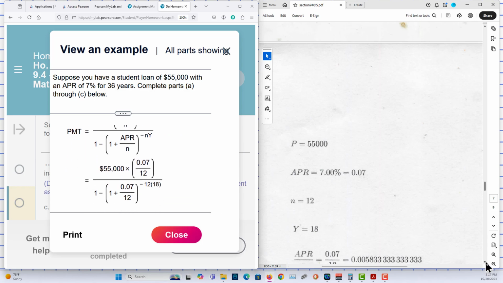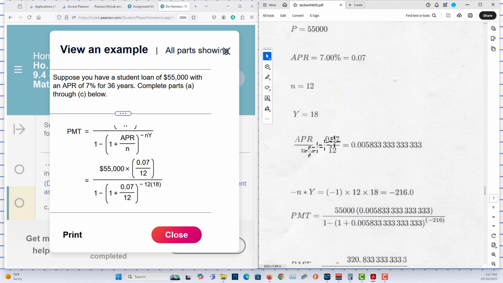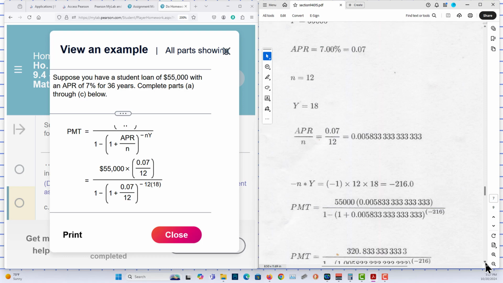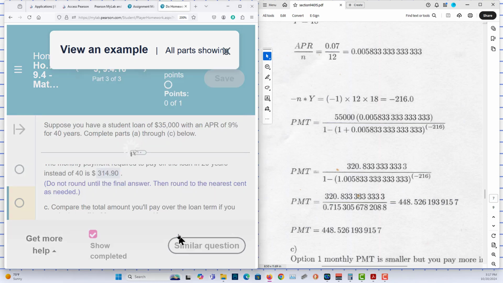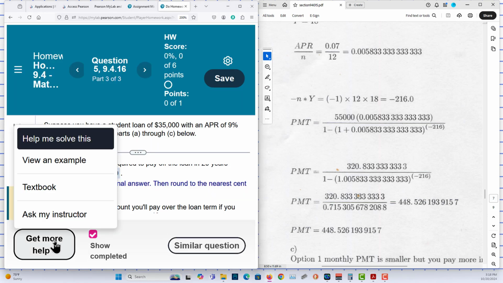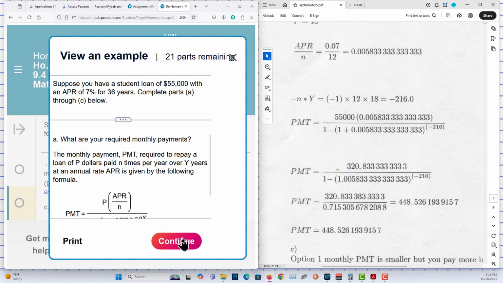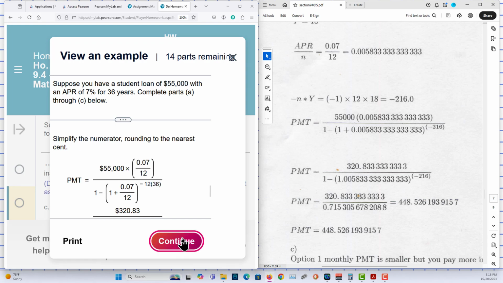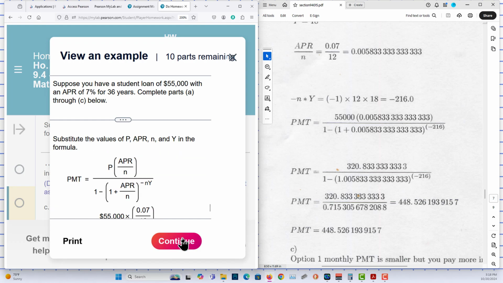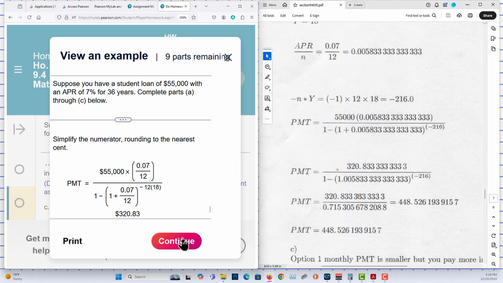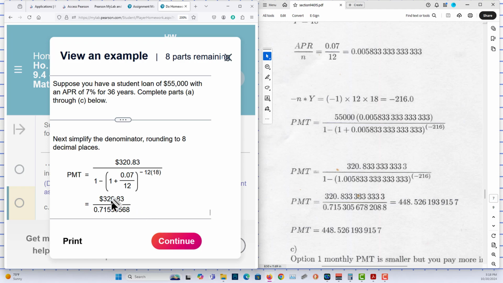Okay. So we have the APR divided by N, this gives me that number, and negative N times Y gives me negative 216. Then I plug all those values into my formula, and I simplify my numerator. There. I ended up with $320.83. And I simplify my denominator and end up with that value there.